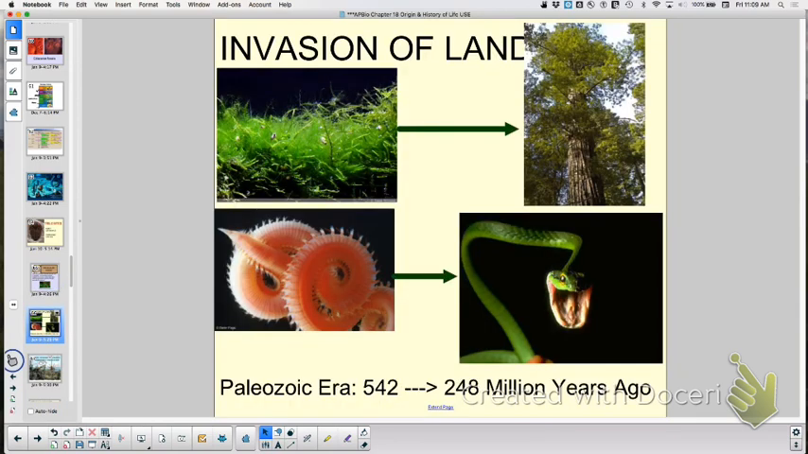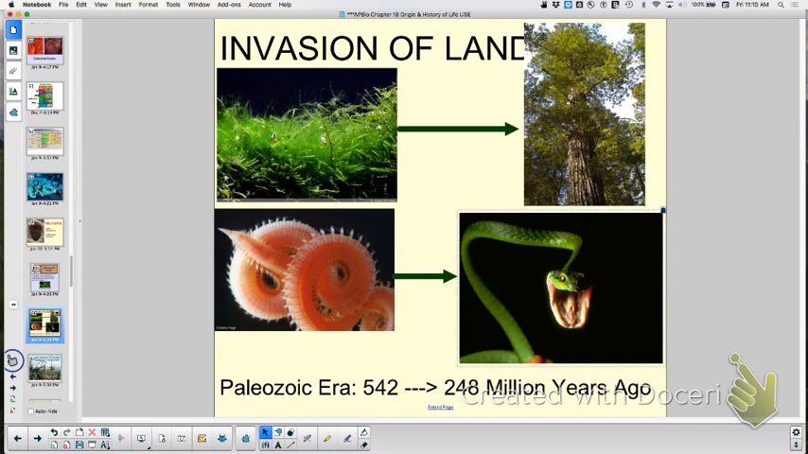You had the invasion of land, which I showed you pictures of. And in the invasion of land, you went from algae all the way up to gymnosperms, right? And so in all those changes, incremental changes that I showed you, and animals, we went from invertebrates to what? Yeah, to reptiles.